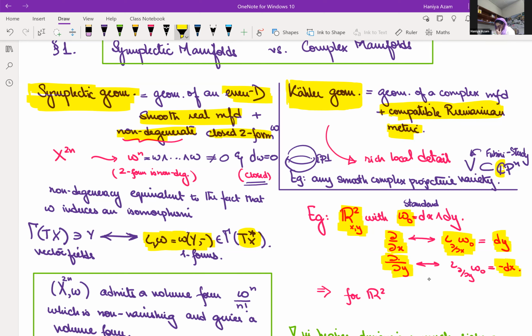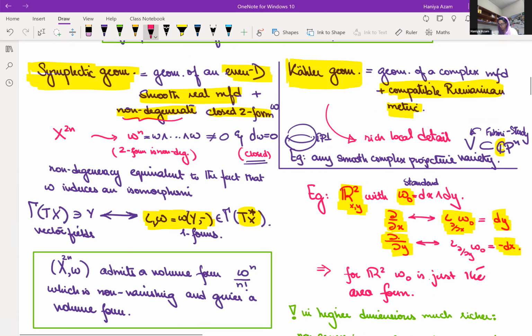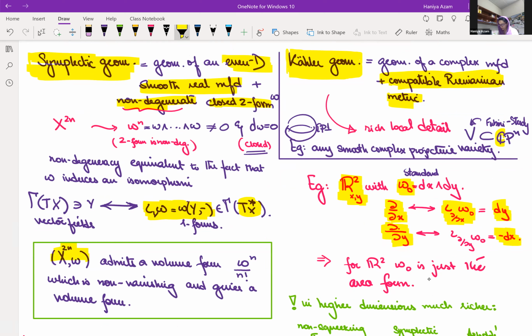So this means that for R^2, omega naught is just the area form, dx wedge dy. In general, this is true: if you have an even-dimensional smooth real manifold, it admits a volume form, which is equipped with, of course, a non-degenerate closed two-form. It admits a volume form, which is non-vanishing.